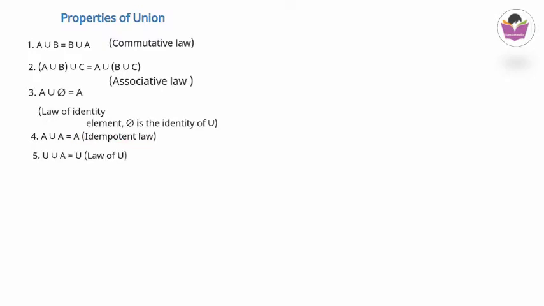The fifth one is the union of the universal set and A. If you are making union with the universal set, please don't mix up these two symbols. This is the universal set and this is the union. So universal set union A is equal to the universal set itself, because the universal set is the bigger set and we are taking elements from the universal set and forming set A. So that's why universal set union A is equal to U. That is the law of universal set.